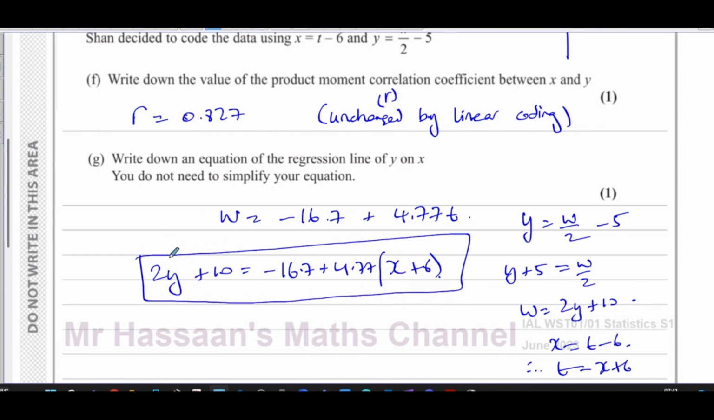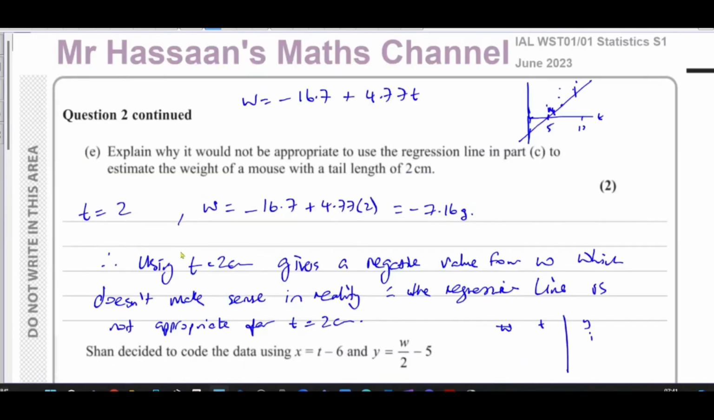And that completes this question, which is question number 2 from the June 2023 statistics paper from International A-Level Edexcel. Other questions from this paper can be found in the playlist, which will appear in this part of the screen at the end of the video.